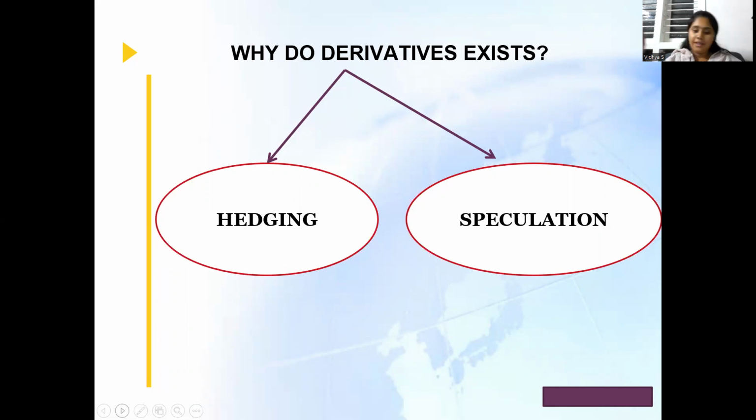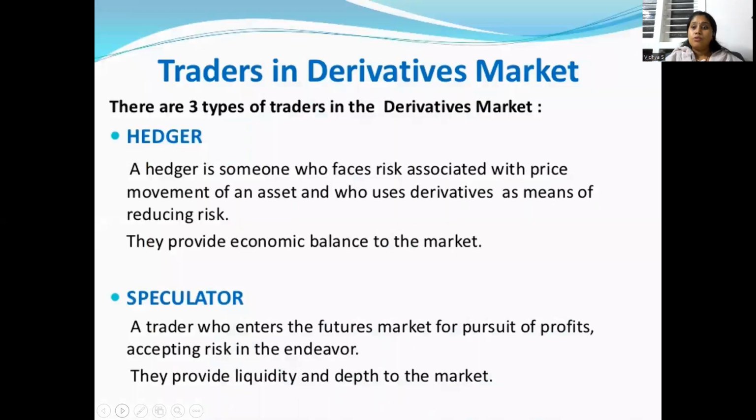Only based on speculation do you invest in certain places or buy a certain kind of underlying asset. So who are the traders? There are three types of traders involved: hedger, speculator, and arbitrageur. A hedger is someone who faces the risk associated, as I told you, with the price movements of an asset. A speculator enters the futures market to pursue a profit, accepting the risk.